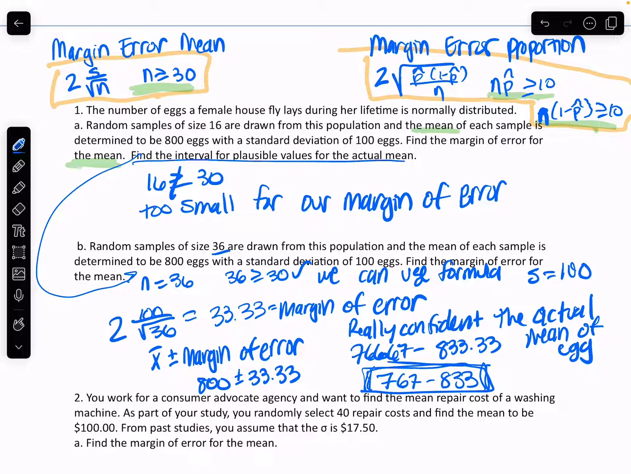Now, we're just going to say really confident. There is a way that you can specify your level of confidence. We're going to save that for a more advanced statistics class that you have. So we're just going to state that we're really confident that the actual mean lies between those two numbers.